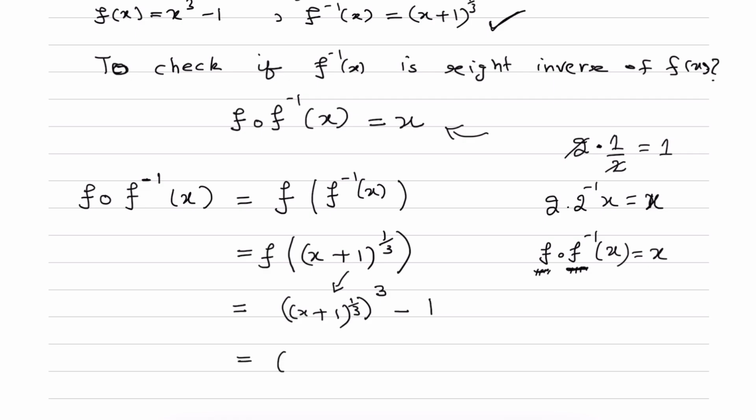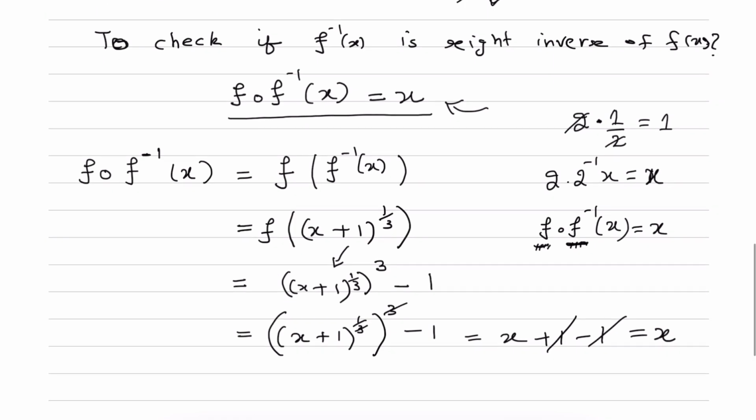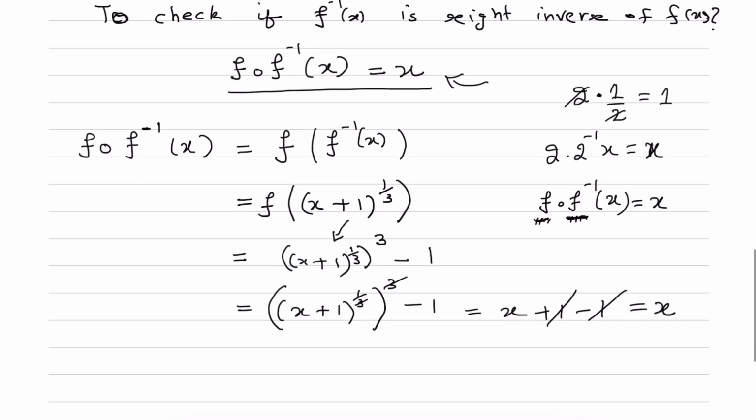So basically we have x plus 1 to power 1 by 3 whole power 3 minus 1. So this 3 cancels with this 3. We have x plus 1 minus 1, plus 1 cancels out with minus 1, and you have x only. That's what we said, that if a function and its inverse composition gives you x only, you will say that you have found the right inverse, and that is what is happening here.